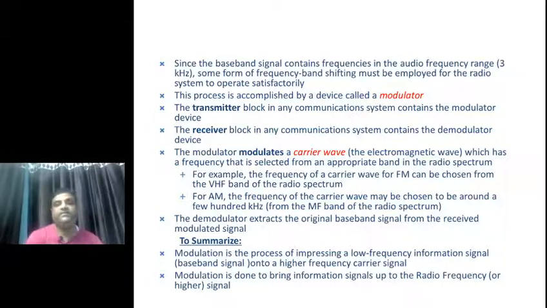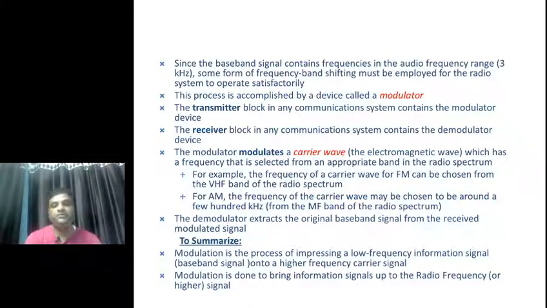Then again we have summarized the baseband signal that contains frequency in the audio frequency range. Some form of band shifting must be employed for a radio system to operate satisfactorily. This process is called modulation. The transmitter block in any communication system contains the modulator device. The receiver block contains the demodulation device. All this we have discussed in lecture 2.